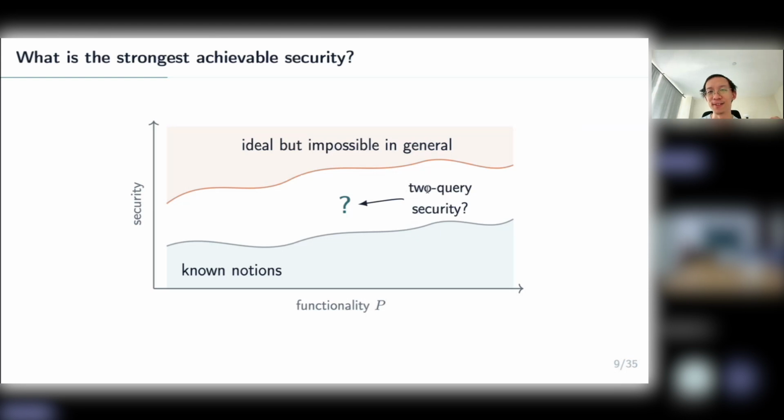So for example, maybe a very natural attempt at formalizing a security notion is called two-query security. Maybe you cannot come up with two input-output pairs that are both valid for some notion of valid, right? And for a lot of functionalities, it's unclear whether we can achieve this two-query security. So it would be really nice if we can understand this better and close the gap. So that's the central question that we will investigate today.